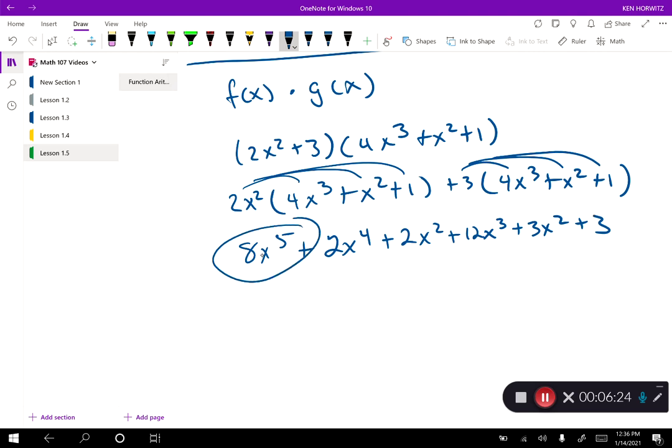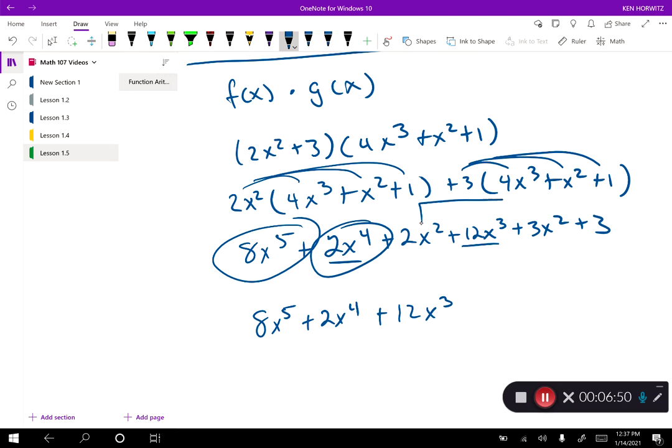And at this point, we have an addition problem, which means that we're simply looking at combining like terms. So I start with my leading exponent. I just have 1 to the 5th power, so it's 8x to the 5th. Then I have 2x to the 4th, no other x to the 4ths, so that's plus 2x to the 4th, 12x cubed, plus 5x squared, plus 3.